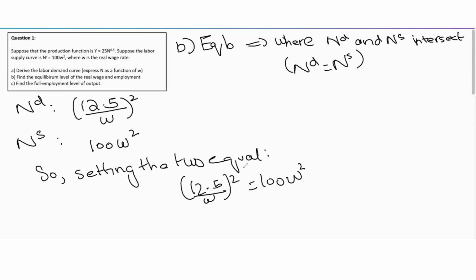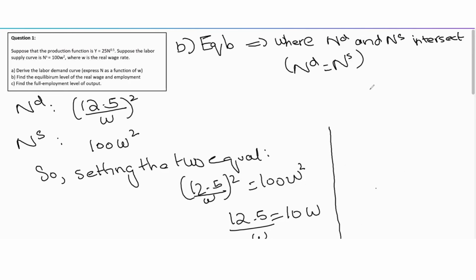Since we have a square on both sides, let's take a square root on both sides. This becomes 12.5 by W. The square root of 100 is 10, and this becomes W. So this is 12.5 by W is equal to 10W.